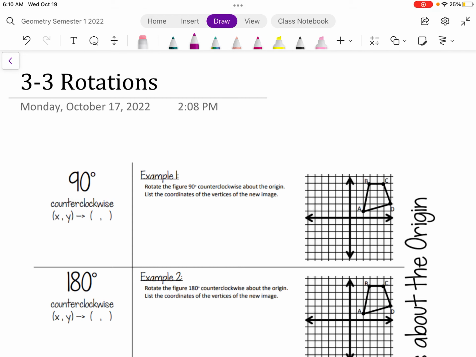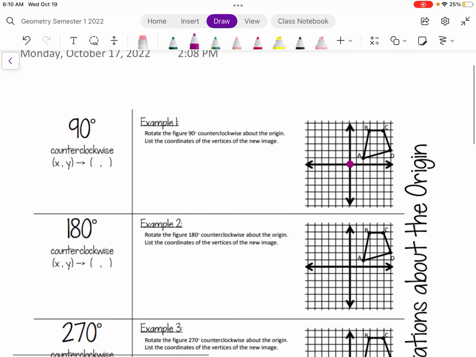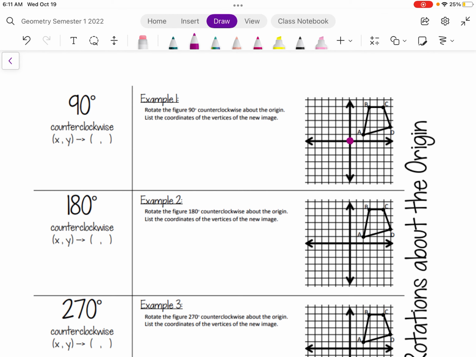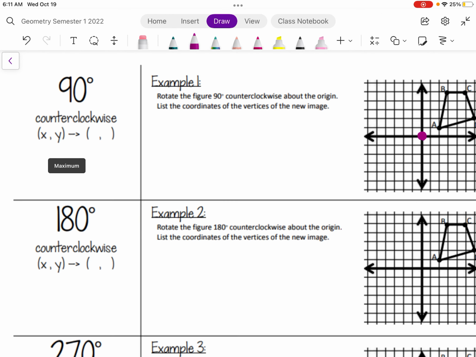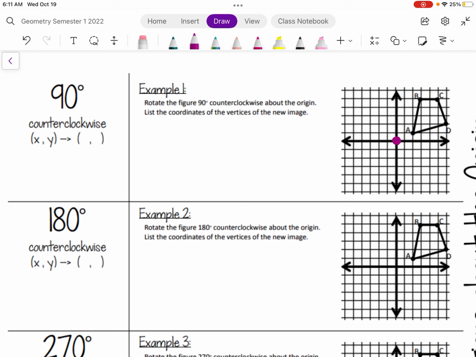All right, today we're doing 3-3. This one's all about rotations. So if I were to spin an image, and we're actually going to focus on about the origin. So imagine this being the center of a turntable and turning that image that way. And it's just some rules. So for 90 degrees, we would change the xy values to negative y comma x.